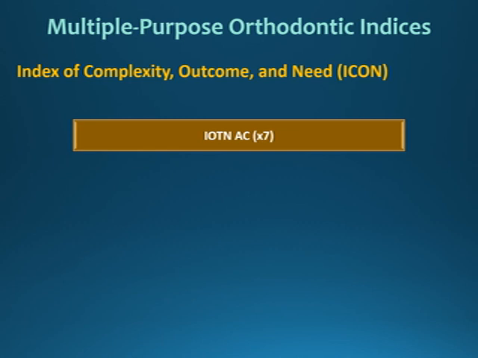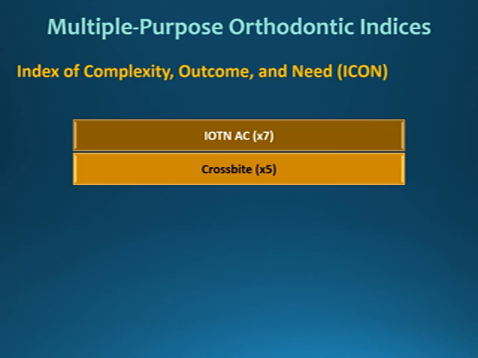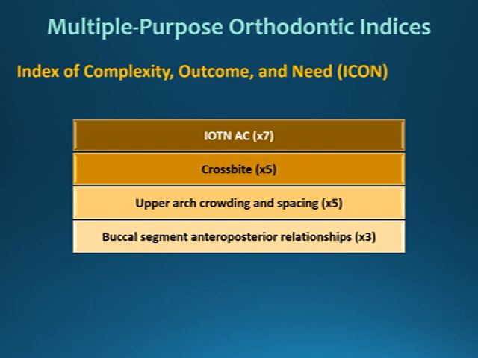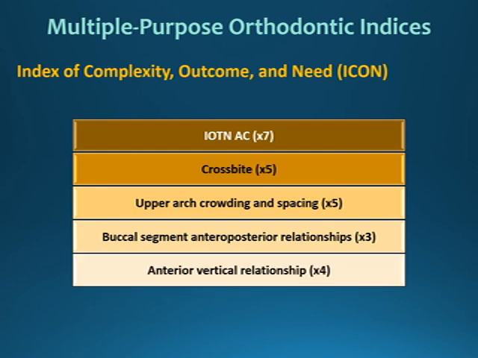One of these is the aesthetic component of the IOTN, crossbite, upper arch crowding and spacing, buccal segment anterior-posterior relationships, and anterior vertical relationship. These are the 5 components of the Index of Complexity, Outcome, and Need. You can see the aesthetic component of the IOTN is the most important factor because it has a weight of 7, which is the highest compared to the other components.